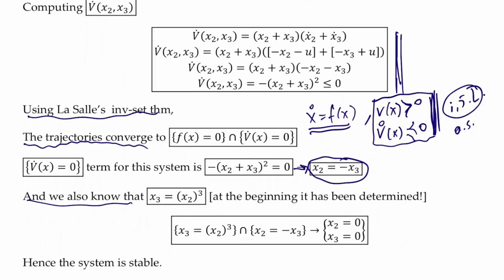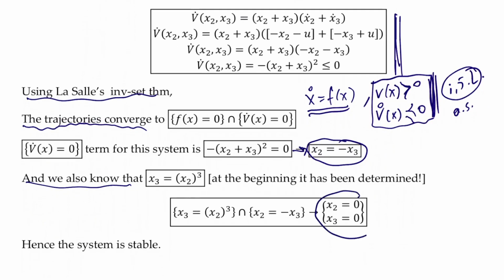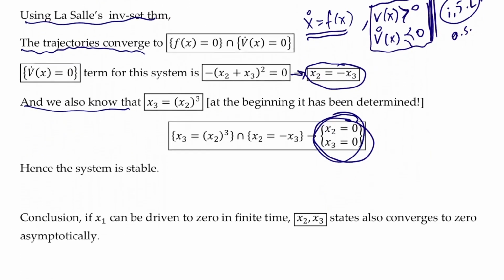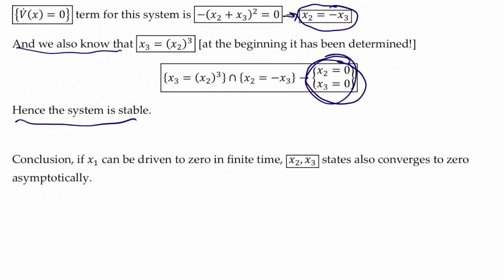And from this part, we can also conclude that the x2 and x3 states will converge to the equilibrium point. Okay, hence the system is stable. Conclusion: if x1 can be driven to 0 in finite time, all right, this is the interesting part now.